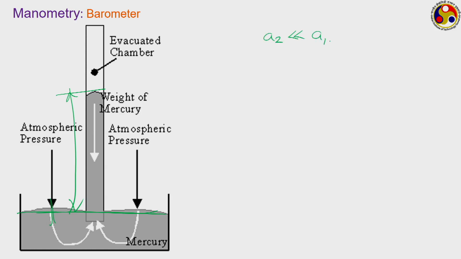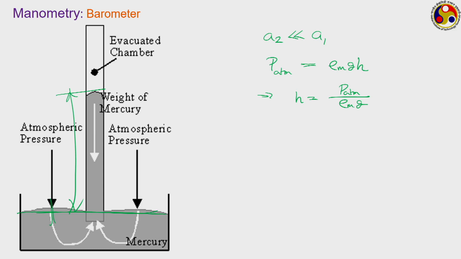A2 really is extremely small compared to A1, and we can comfortably equate this to be equal to rho m g into H, H being the column of mercury inside this. Mind you, we can have liquids of any density or any kind of liquid in the column, but one advantage we get is H is equal to P atm by rho m into g, that is, H is inversely proportional to the manometric fluid density.